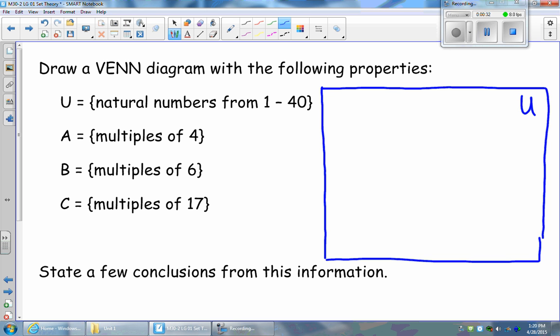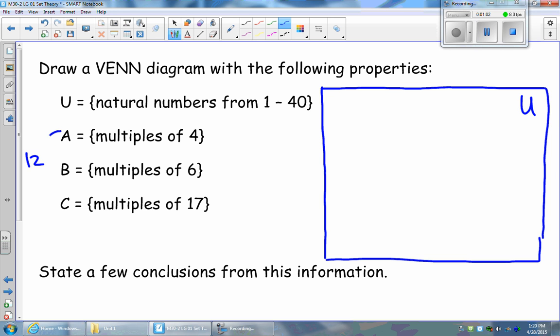Now we have three subsets here. We have the subset A, which is multiples of 4, B, which is multiples of 6, and C, which is multiples of 17. So I know I need to draw 3 circles within my universal set, but I need to decide if any of my circles should overlap. Are there any elements that are going to overlap between set A, multiples of 4, and set B, multiples of 6?